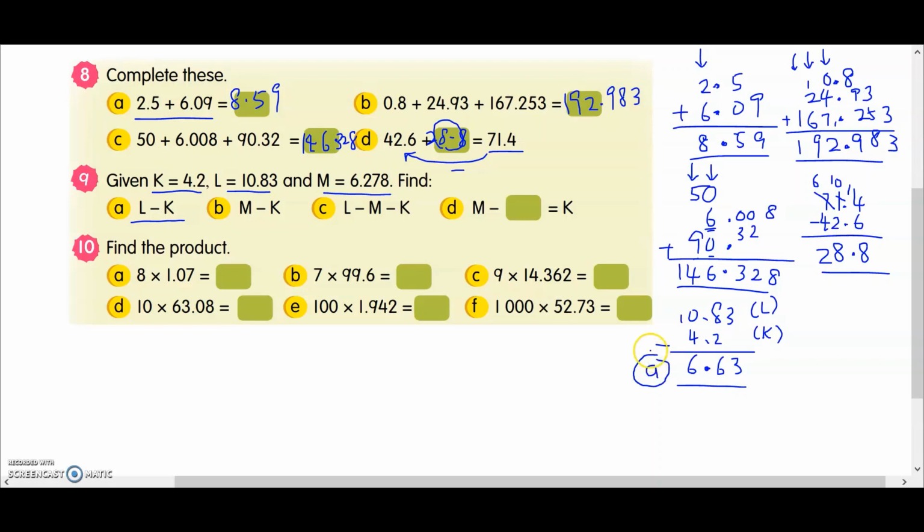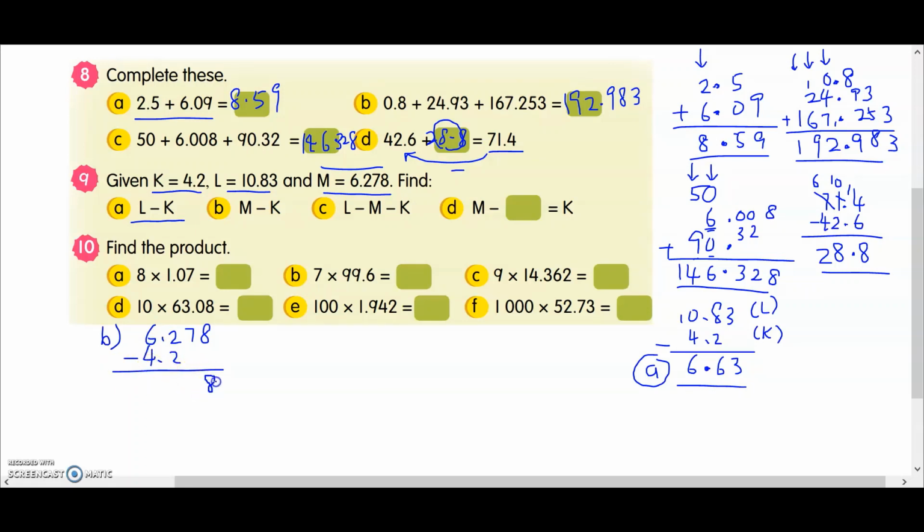Okay, B is M minus K. Come here. M minus K. You look at the value given. M is 6.278. And then you minus K. K is 4.2. So you write 4.2.